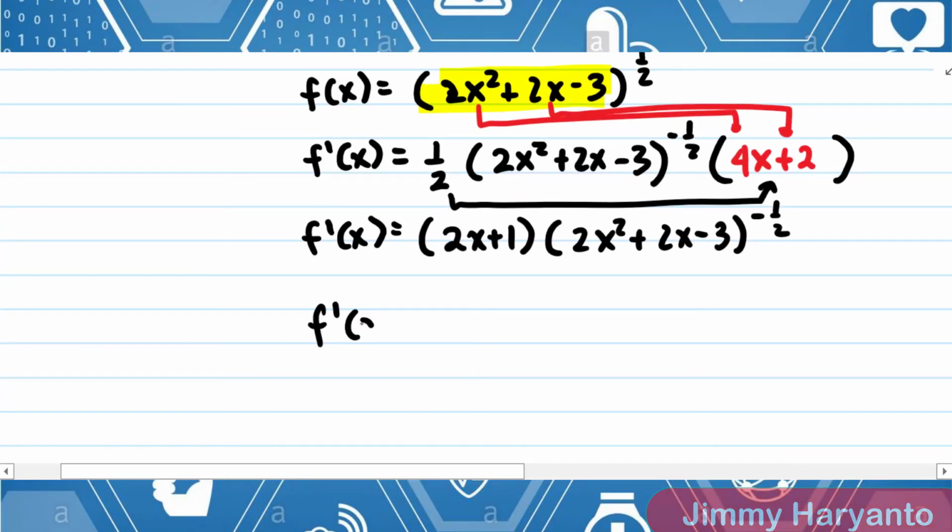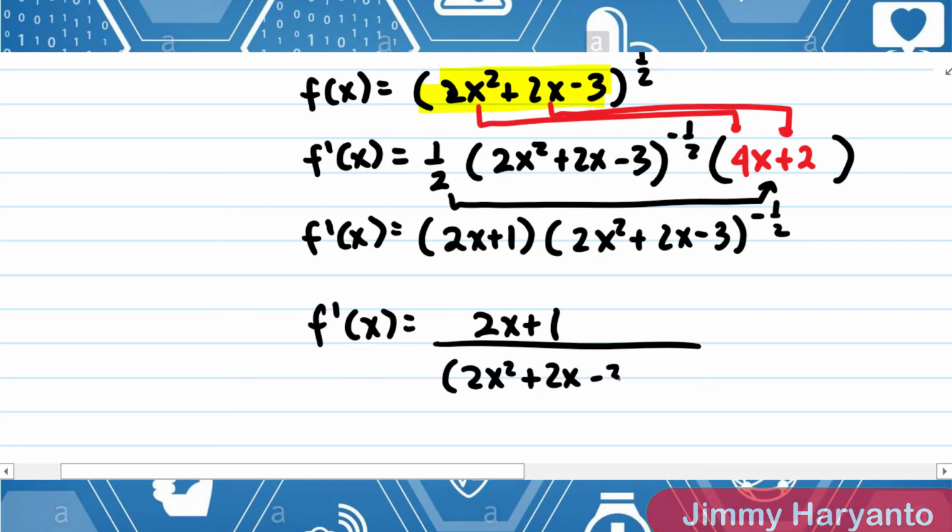Maybe if the question is multiple choice, you can find the answer in that form, (x squared plus 2x minus 3). There we go.